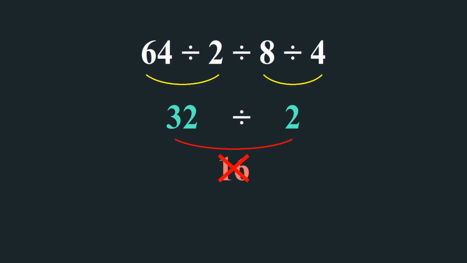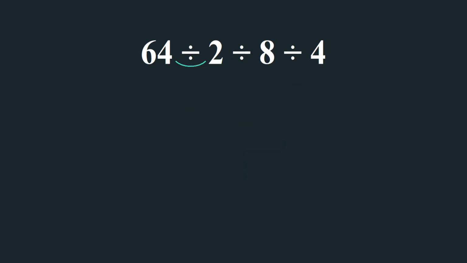But this answer is not correct because according to the order of operations, when we have more than one division in an expression, we have to work from left to right. So here first we have to do this division, then this division, and finally this division. If we do this division before this division, it's wrong.